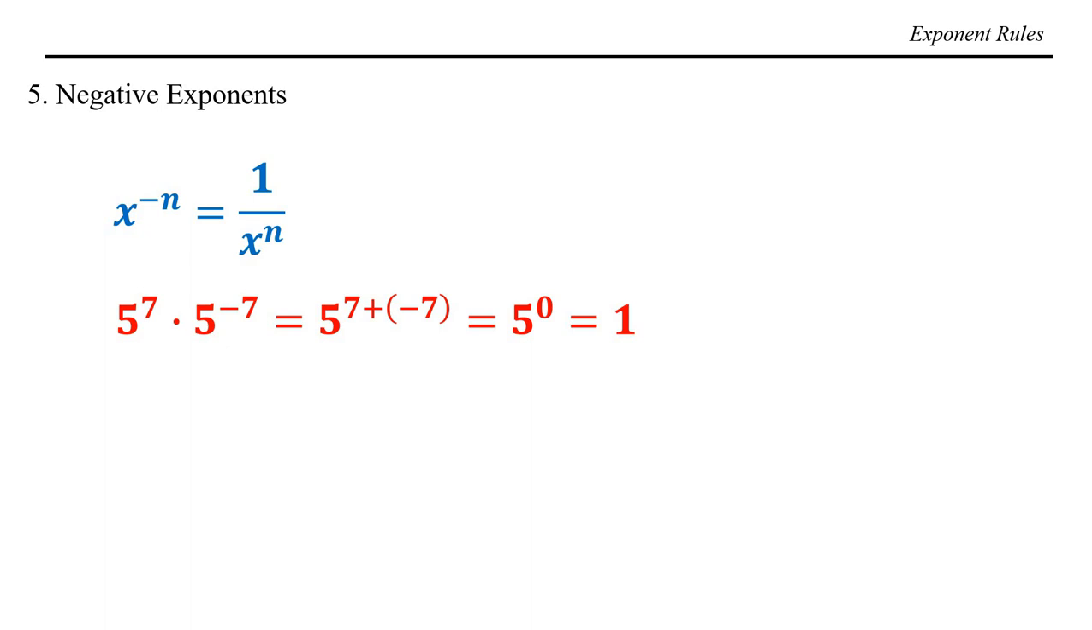Now, if we applied this principle of x to the power of negative n and rewrote this, we would have 5 to the power of 7 times 1 over 5 to the power of 7, which would be equal to 5 to the power of 7 over 5 to the power of 7, which is equal to 1. So in order for our product rule to be true, our negative exponents rule also needs to be true. And in this case, we proved it to be so. So let's move on to fractional exponents.